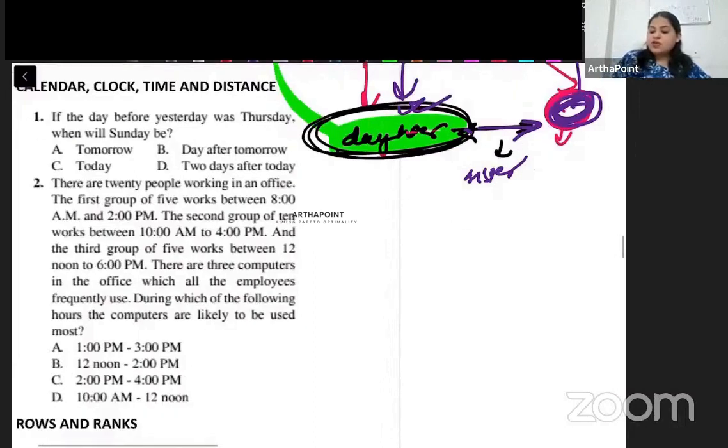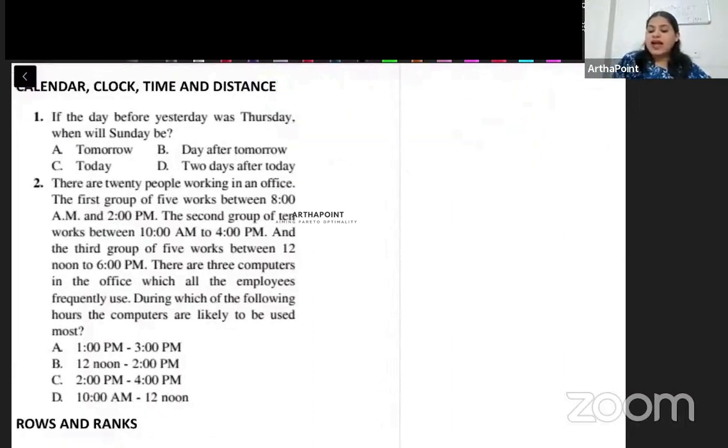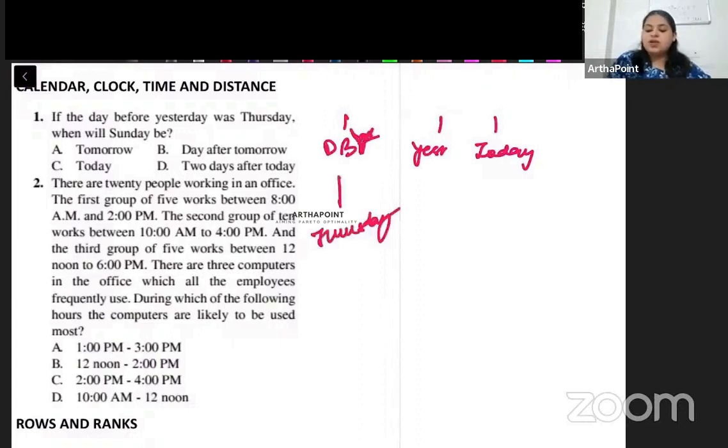Okay, but the next kind of question that will come in exam is called calendar, clock, time, and distance. Now let's see this. If the day before yesterday was Thursday, then this will be Friday, beta. This will be Saturday, and tomorrow will be Sunday. So when will be Sunday?